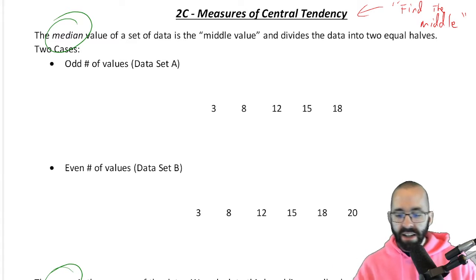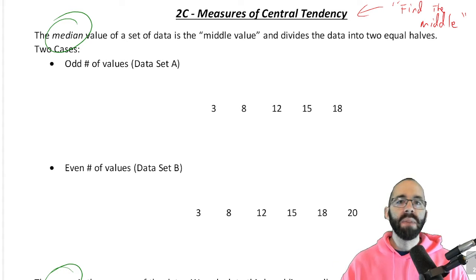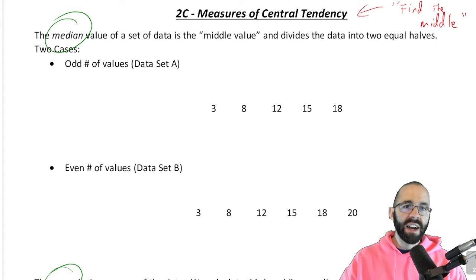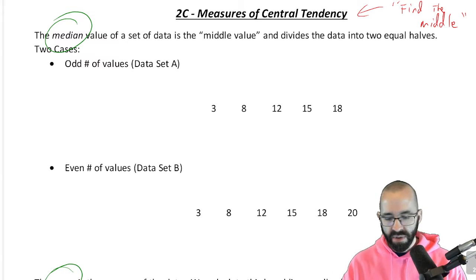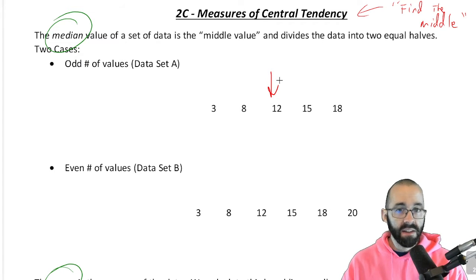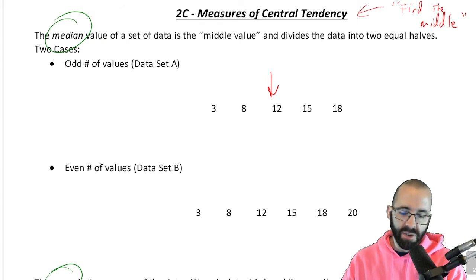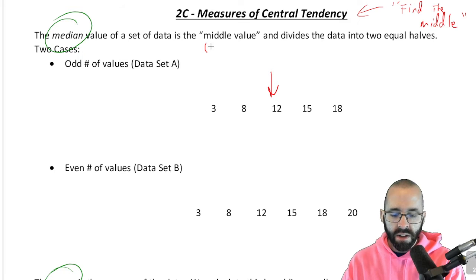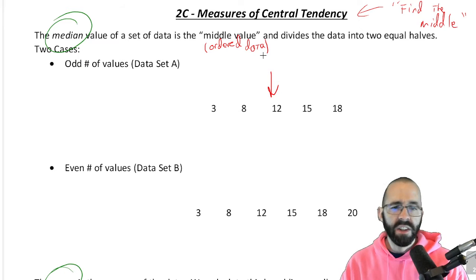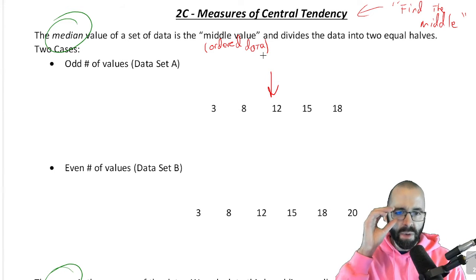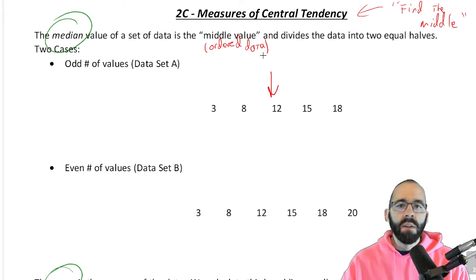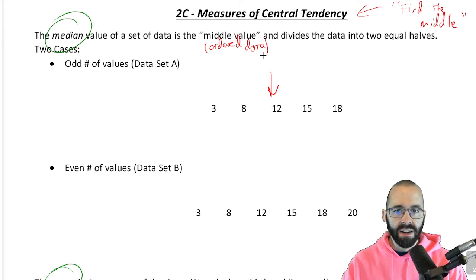So the median value is the middle value, and it divides the data into two equal halves. Notice, if we order these data values, it's only the middle value for ordered data. If your data is not ordered, you have to order it. Most of the data I give you in this class is going to already be ordered, but keep it in mind. Middle value of ordered data, it divides the data into two halves.